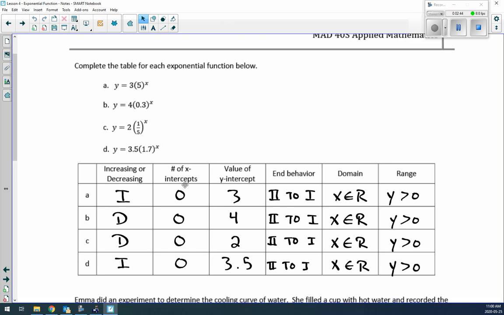There's no x-intercepts because they're all above the x-axis. What's the value of the y-intercept? Well, it's easy. What's out the front here? 3, so that's a 3. What's out the front here? 4, that's a 4. A 2, a 2, and a 3.5, and a 3.5.